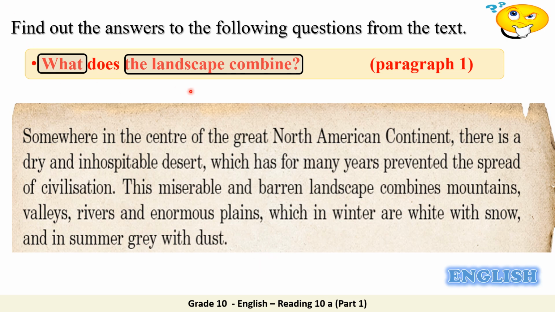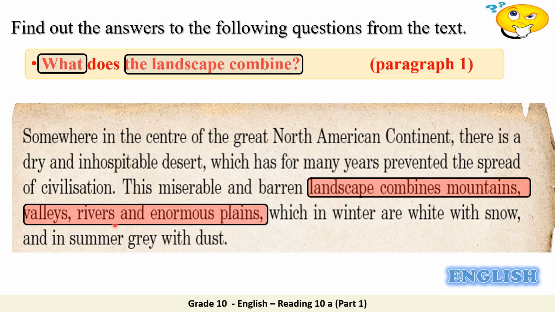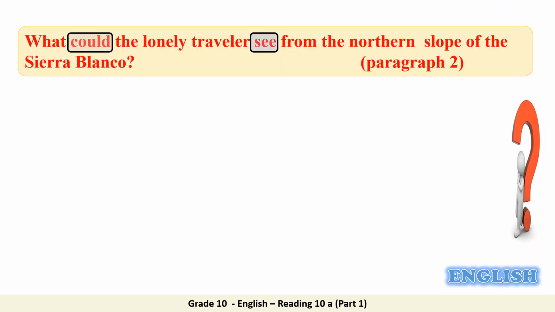Remember here that we have keywords in the question. The landscape combine. Now let's answer together. The correct answer is, this miserable and barren landscape combines mountains, valleys, rivers, and enormous plains, which in winter are white with snow and in summer gray with dust. Let's go to another question.